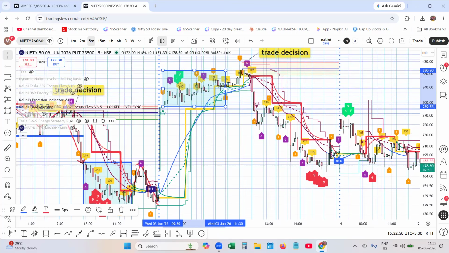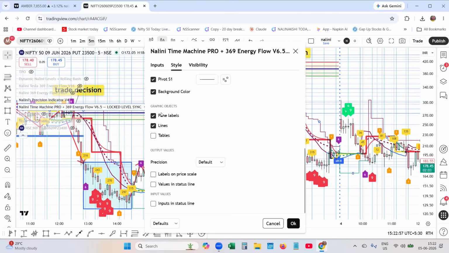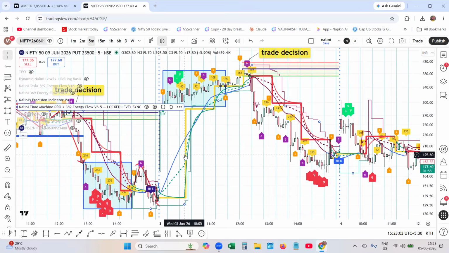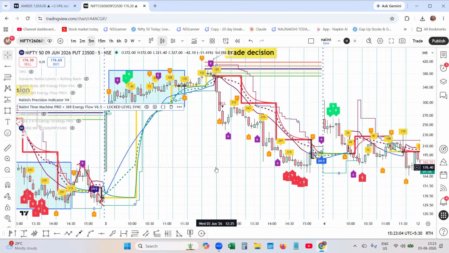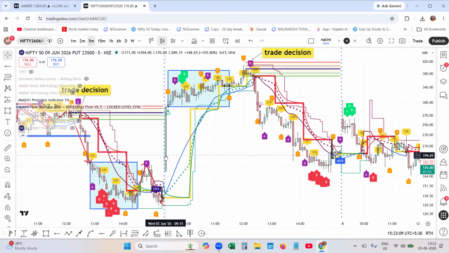Let me go to the settings and disable lines. Okay, let me take out this. Okay, you can see the same thing happens. See, by the time of the closing bell, nobody dares to take the position, and the market pops up and consolidates.